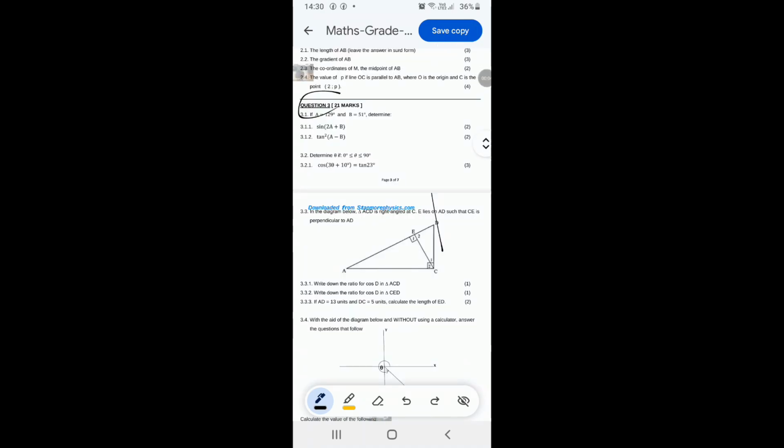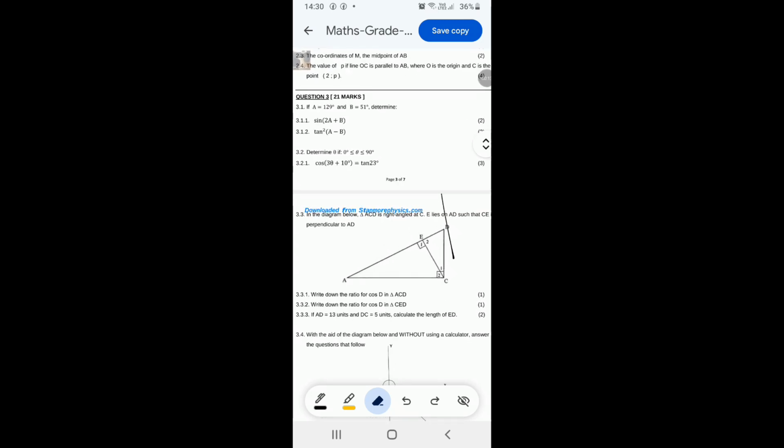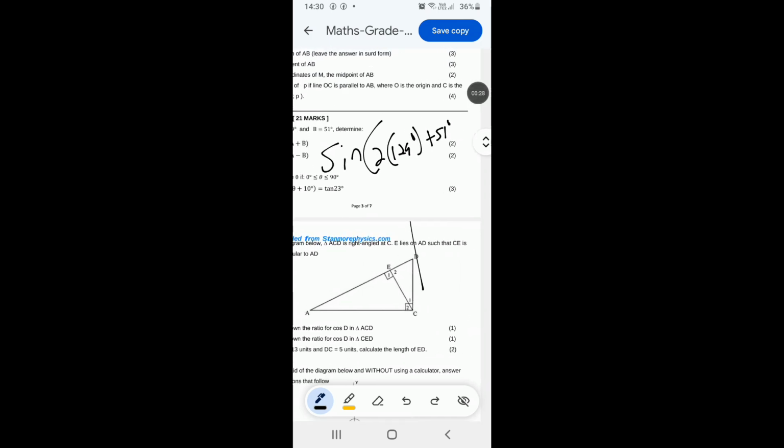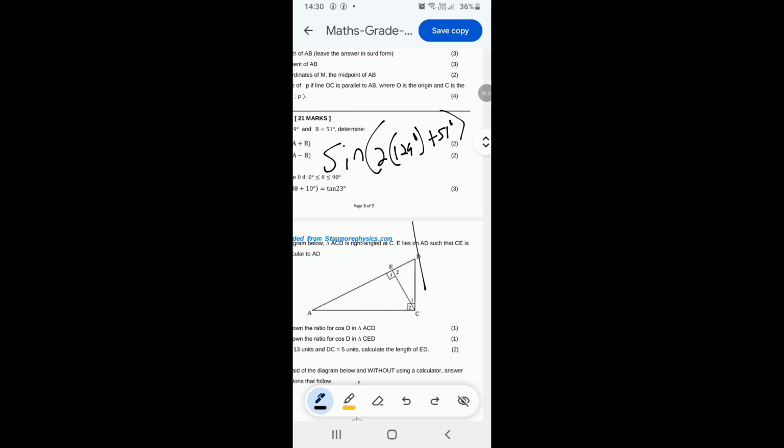Let's do question 3 from 3.1. They say if A is 129 degrees and B is 51, determine. You're supposed to use a calculator, so this is supposed to be easy. It's sine 2, so you're going to put your 129 there, close it, plus B, which is 51, and then close your bracket. You're going to get minus 0.78.